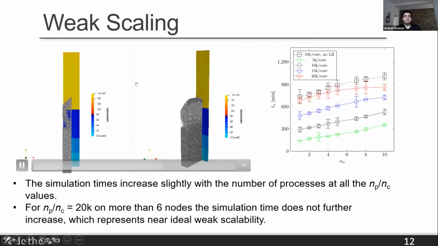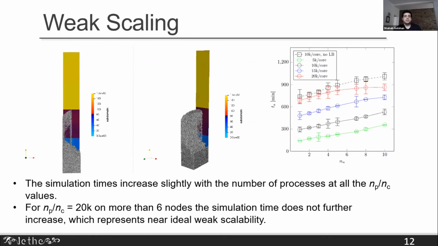The weak scaling results show that the simulation time increases slightly with the number of processes at all the NP over NC values. NC is the number of cores. For NP over NC equal to 20,000 and more than 6 nodes here, the simulation time does not increase further, which represents near ideal weak scalability.